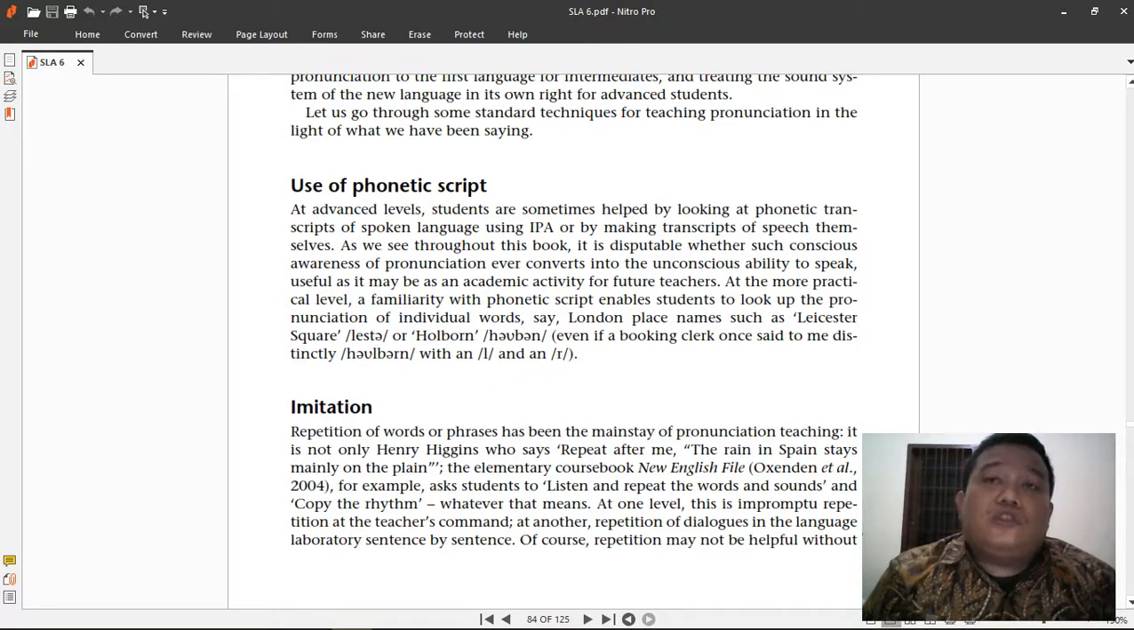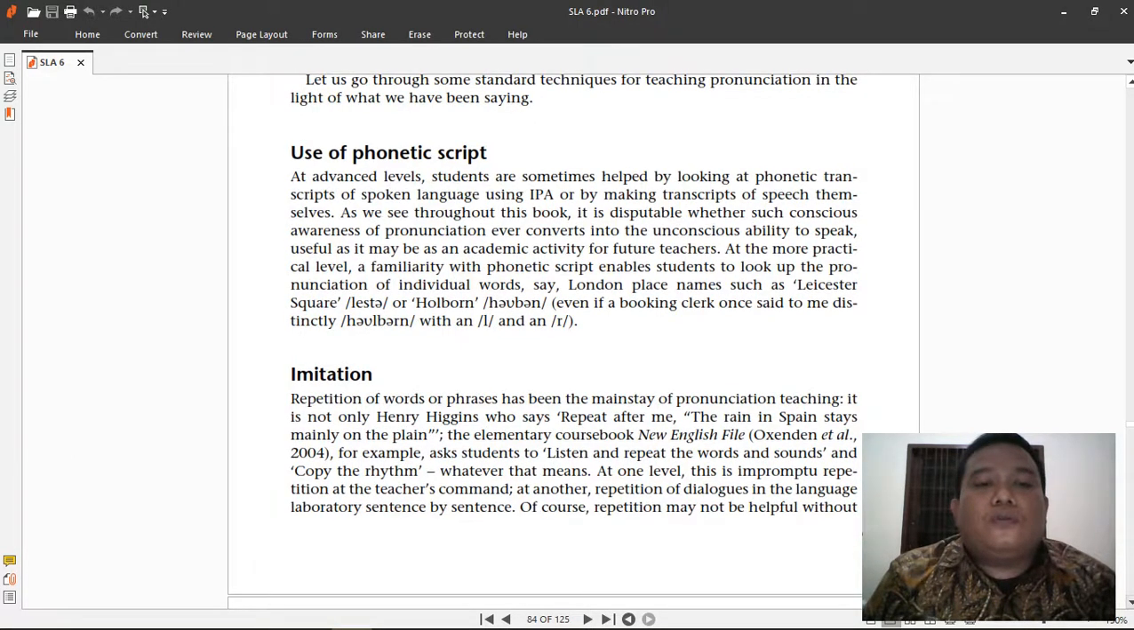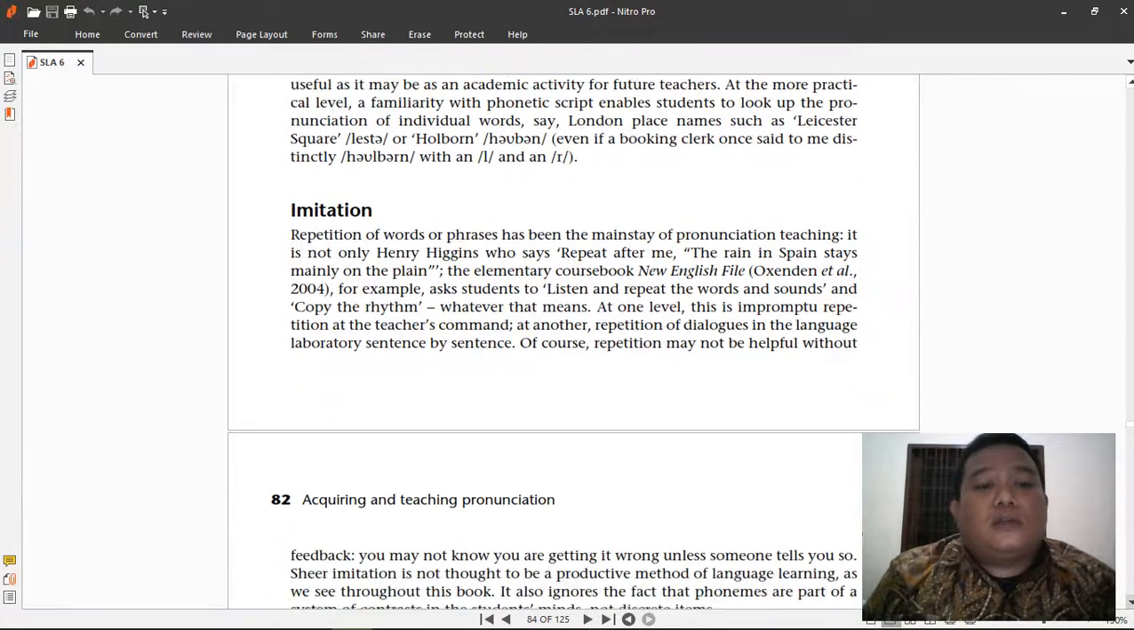Like when I teach you about pronunciation, I can use this one, phonetic script. But when I try to teach students of elementary level, of course, this one will fail them. Okay, so you need to choose your method wisely.